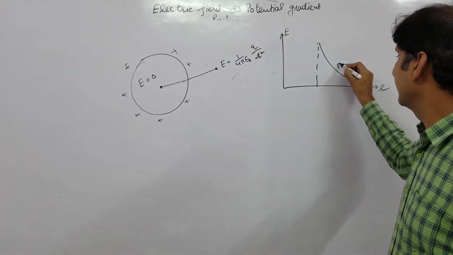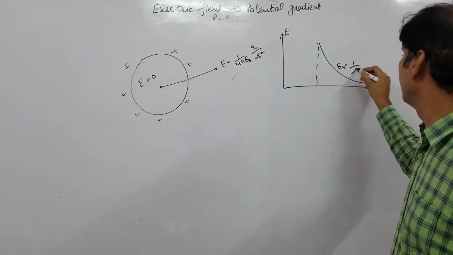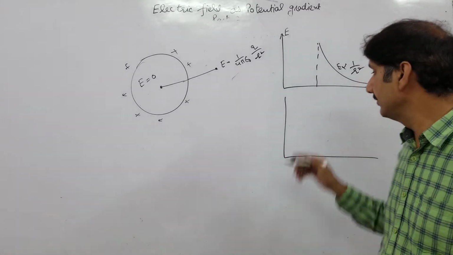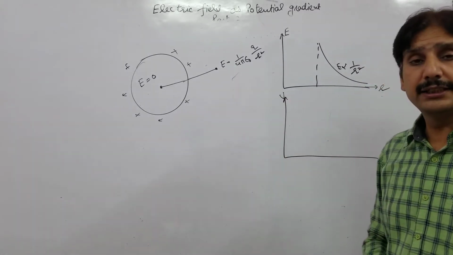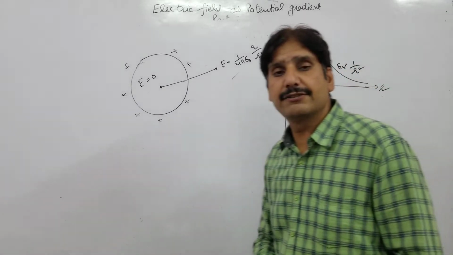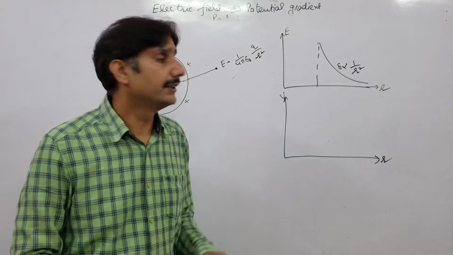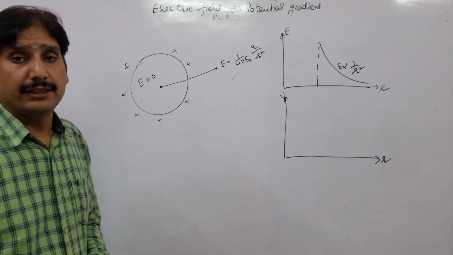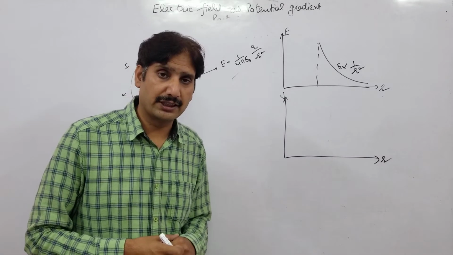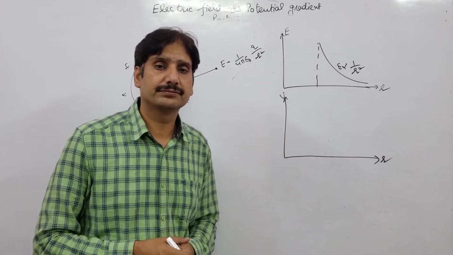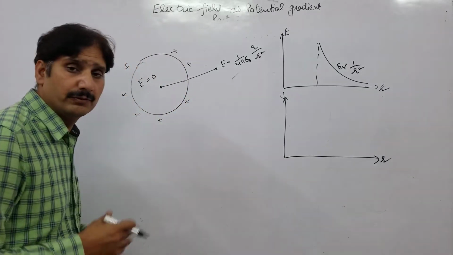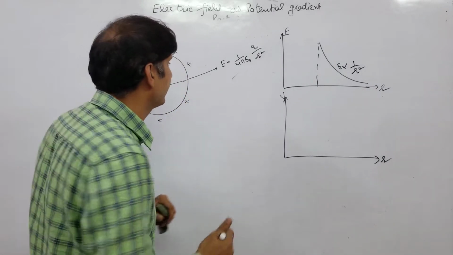Now, the electric field is proportional to 1 by r square. I want to draw a similar curve between electric potential and distance from the center of the sphere, rather than just the electric field. How would you get it? You can pause the video here, try to solve it out and come back. I hope you have tried. Let's do what we can do with this.